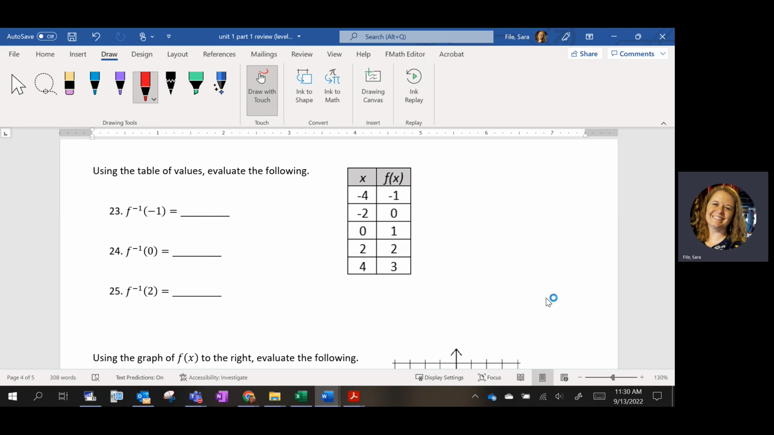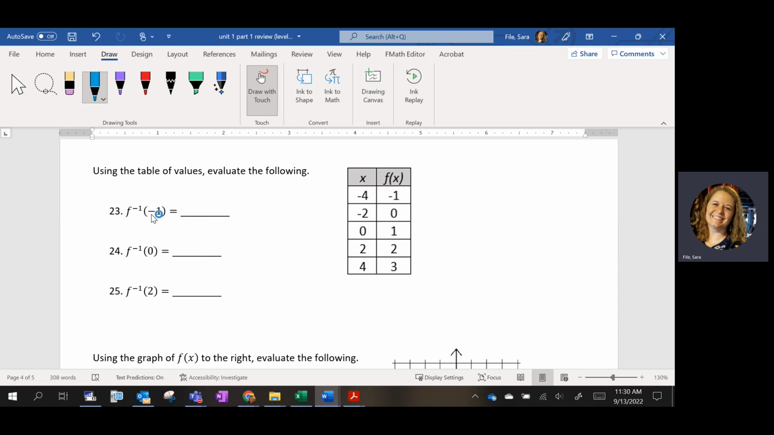All right, so we're still talking about inverses, but they want us to use the table of f of x, so this is the original function, to evaluate these inverses. I could just use this table and understand that the input, or the x, of the inverse would be the output of the original, right? So I can just say, okay, I'm going to look for these values in the y column and see what the x is.